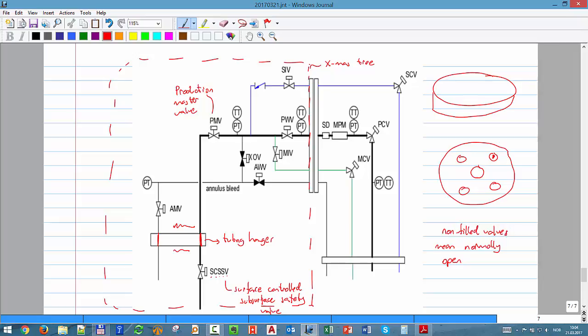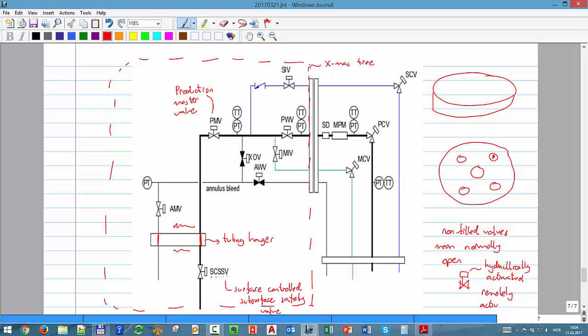Okay? The square on the top indicates that it is hydraulically activated or remotely activated. You will see that now we will see some valves that actually you have to send something, typically an ROV, a robot, to open or close.